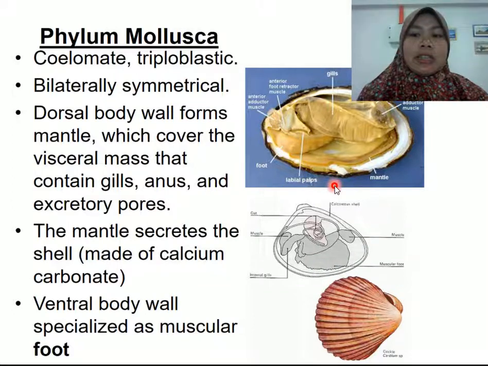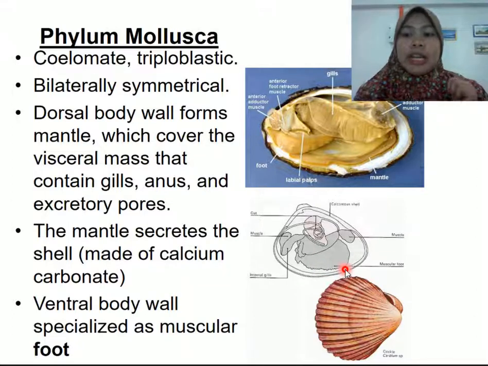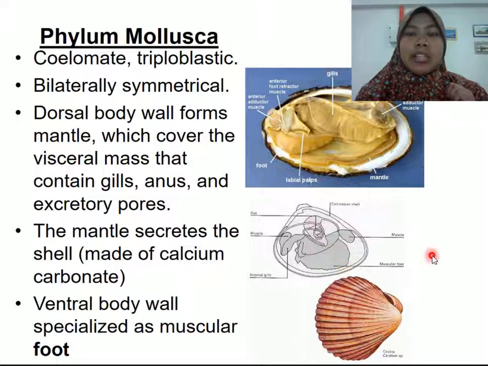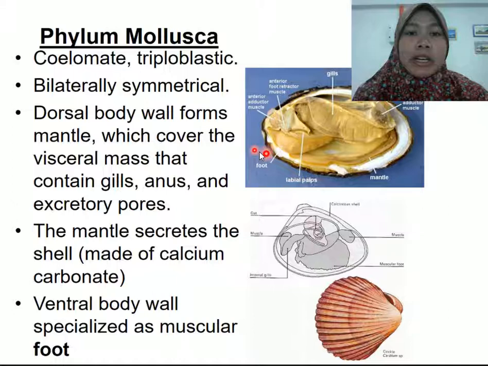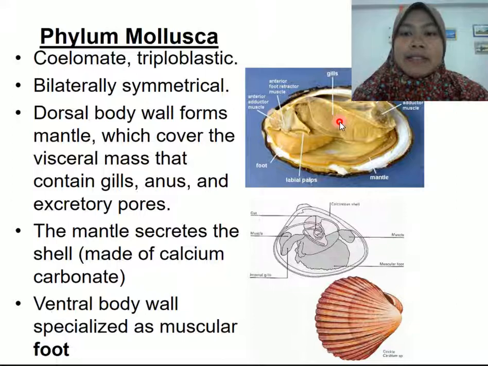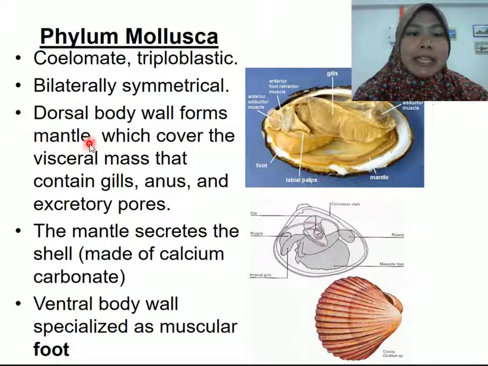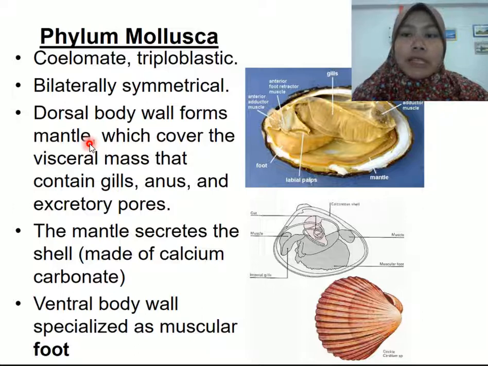They have a structure that we call the muscular foot. I'll show you later. Number 2, they have a structure that we call the visceral mass. The muscular foot is meant for movement. The visceral mass contains internal organs, most of their internal organs, like gills, their reproductive structure, their digestive system and whatnot. And the third one is a mantle, M-A-N-T-L-E. The mantle is a fold of tissue that covers the visceral mass and secretes the shell.